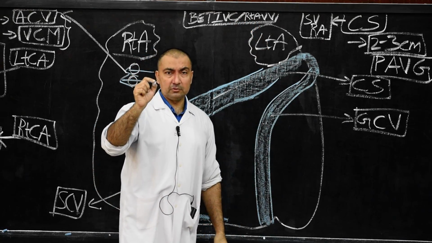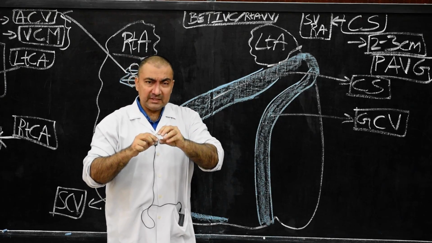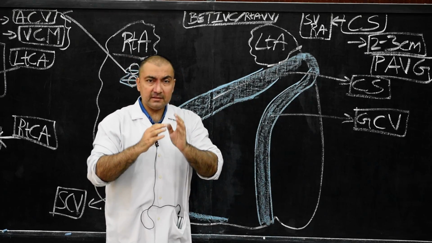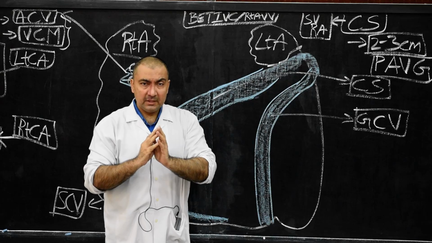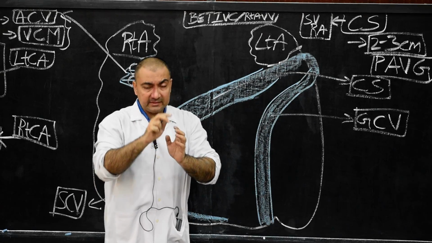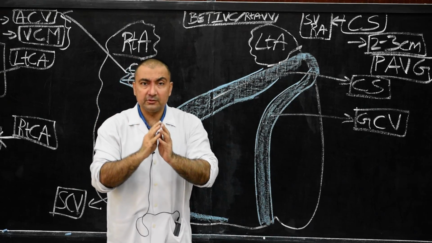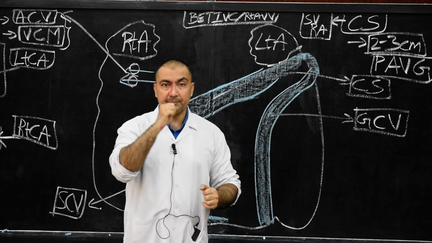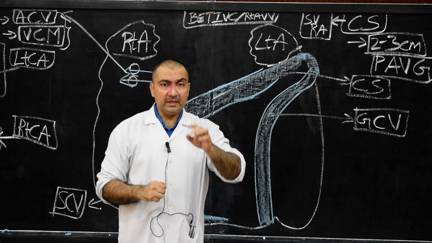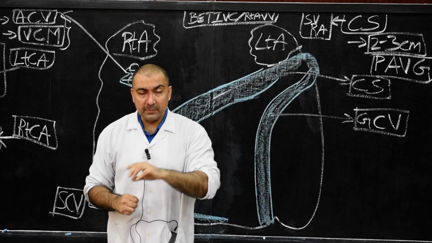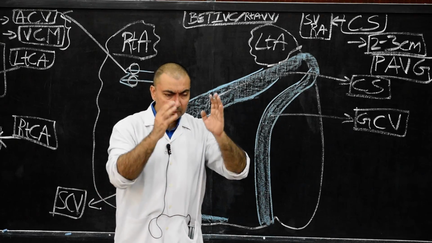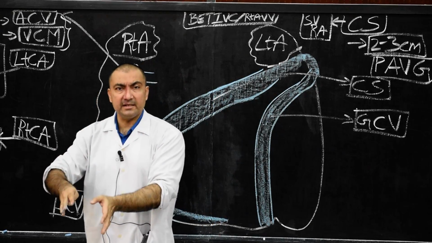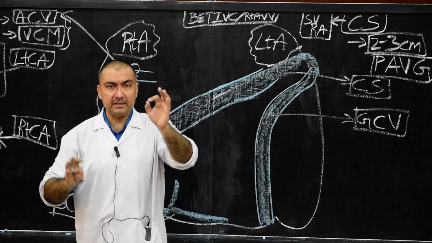And one more point you have to note down: this opening of the coronary sinus is located in the sinus venarum of the right atrium, and as it is given in various textbooks, it is also located in the lower part of the atrial septum. But the exact location is between the opening of the inferior vena cava and the right atrioventricular valve. Keep it in mind.